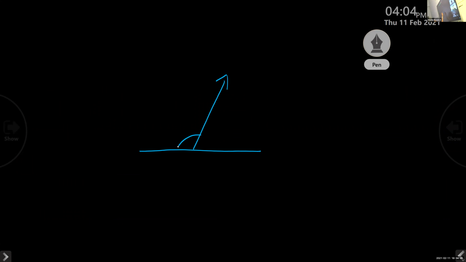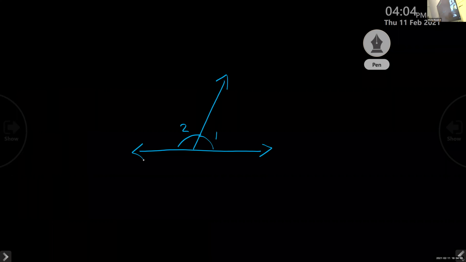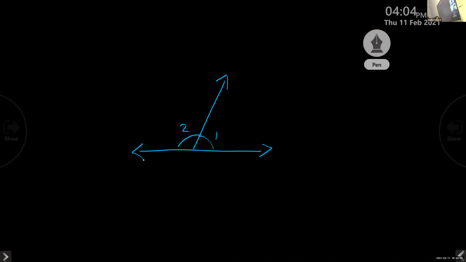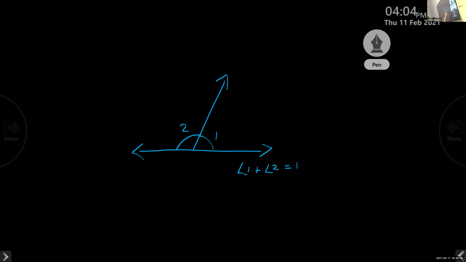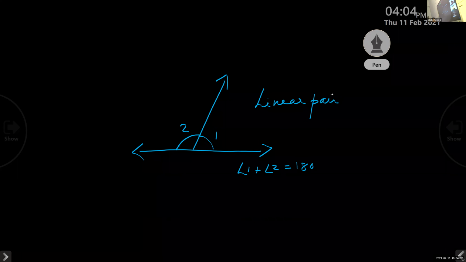See, linear pair. When you take angle 1 and angle 2 together, the non-common arms are opposite rays, and the angles formed together make 1 plus 2 equal to 180. That is known as what? Linear pair.